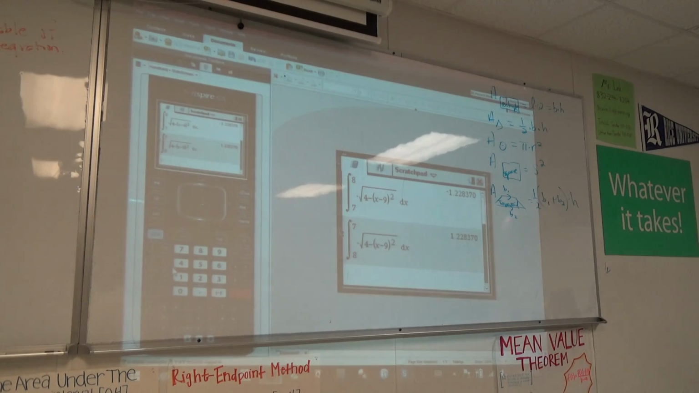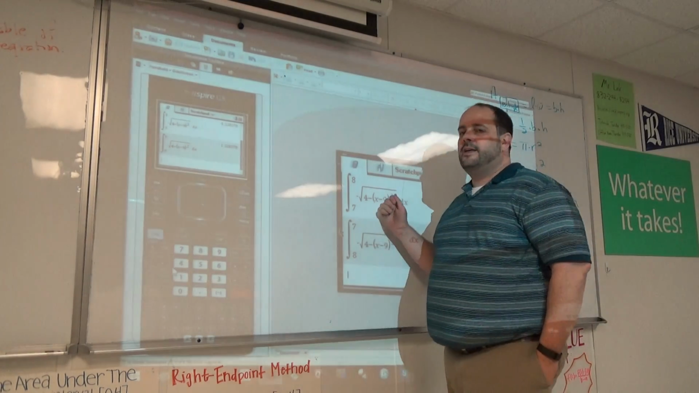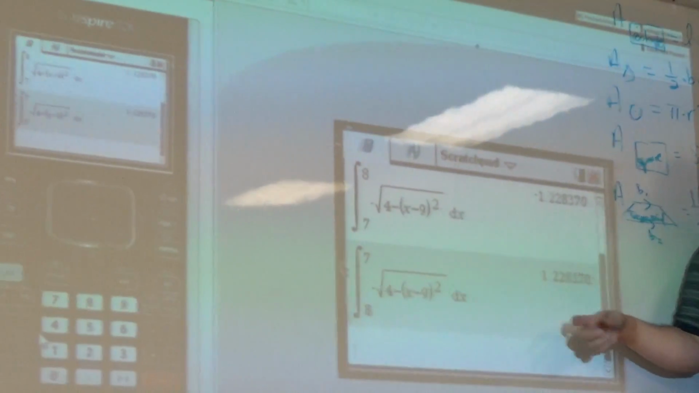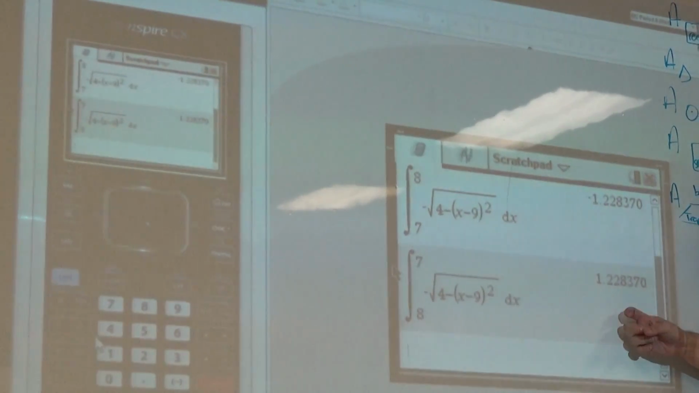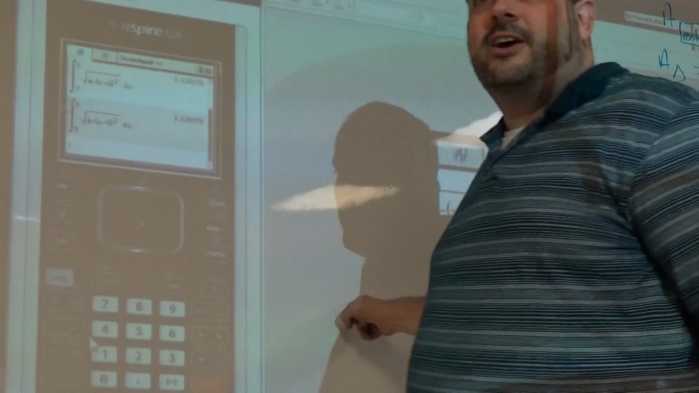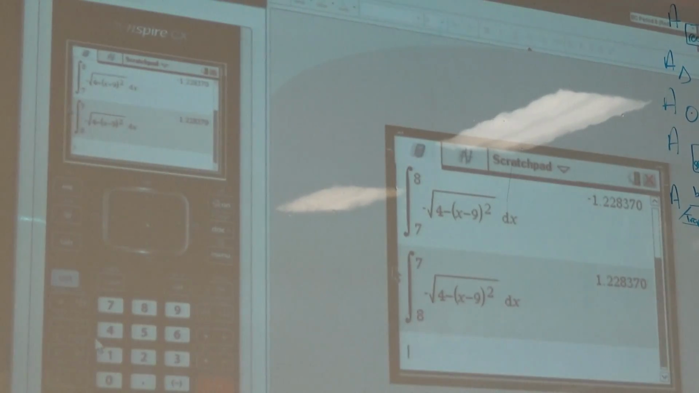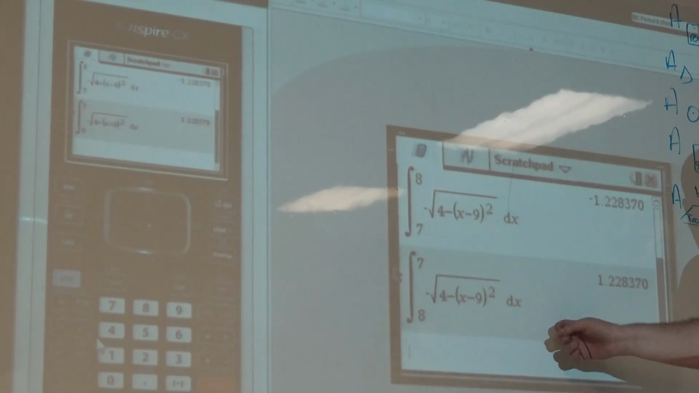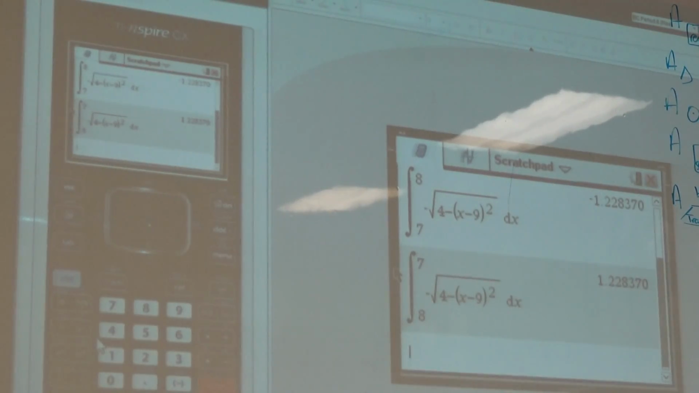Take a moment to explain to your neighbor how, if you were not allowed to use your calculator for this part, how you'd get this answer. Don't tell me, tell your neighbor. If your calculator died mid-calculation, how would you get the second answer without the calculator? What would you do if you didn't have the calculator? How would you get the answer to the second part?